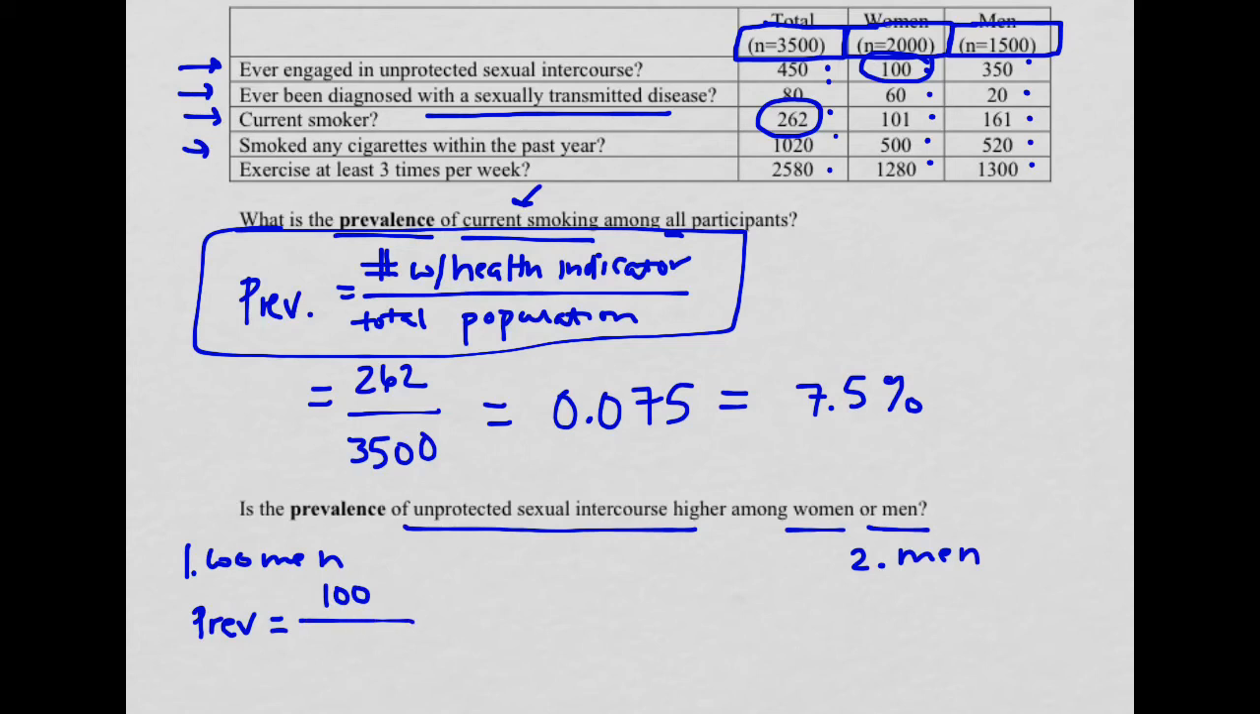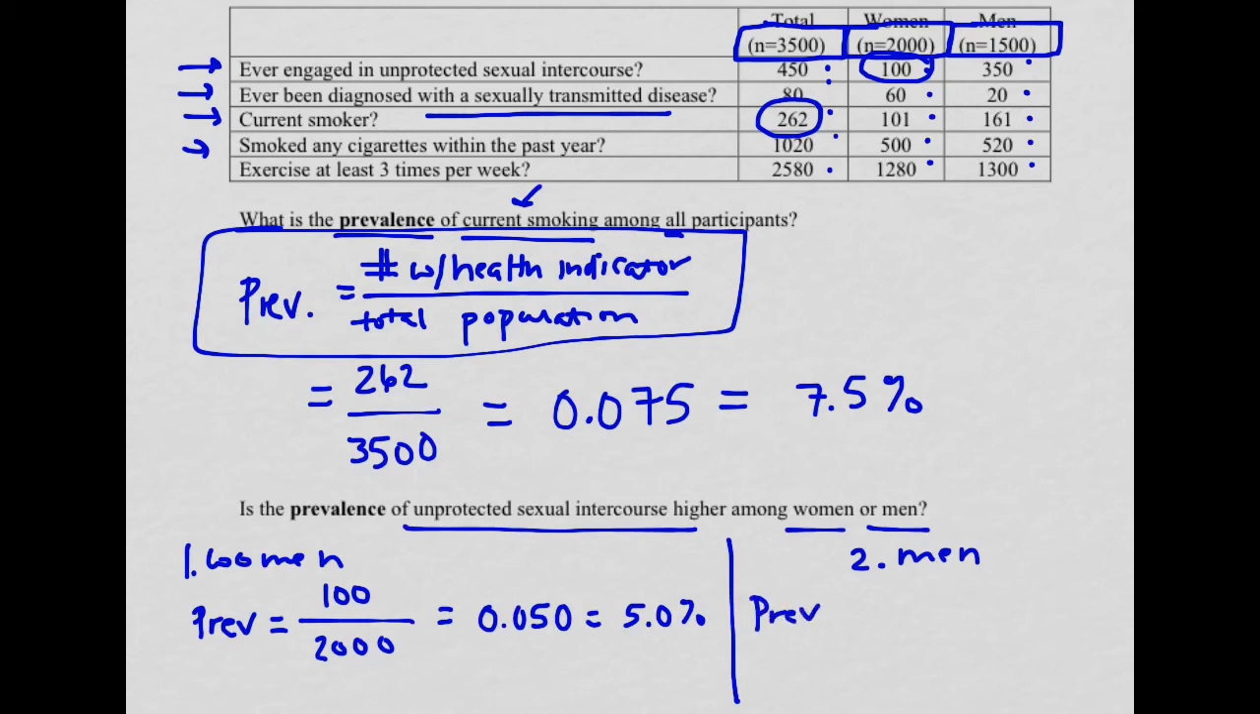Our denominator, the total population, in this case we're going to use 2,000 because that is the total population of women. You are looking within the stratum of women or the subgroup of women. So that becomes your denominator. We can then divide, and we end up with 0.050 multiplied by 100, 5.0%. So 5.0% of women in the study sample reported that they had ever had unprotected sexual intercourse. Now remember, it's a 2-step problem, so we need to do the same calculation for men.